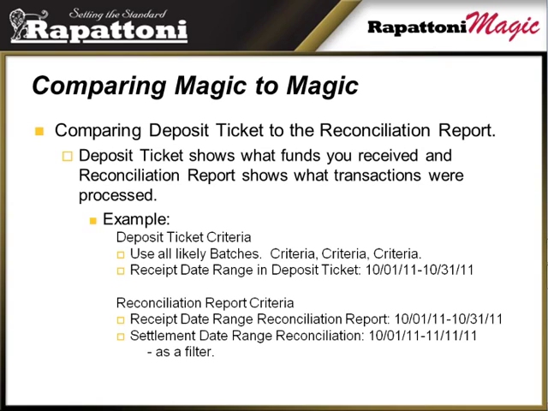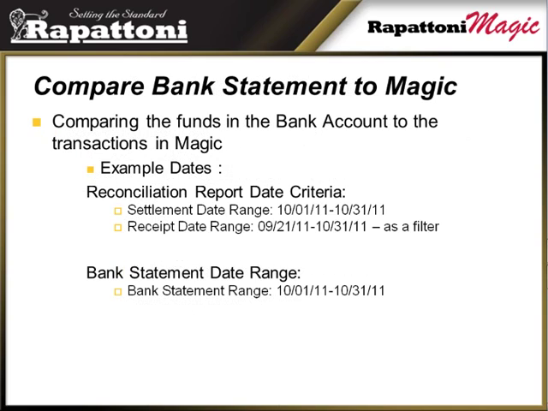We did put down an example of how you would manipulate the dates to really make sure you're comparing apples to apples. Remember, as like anything in Magic, it's criteria, criteria, criteria. Here's another example of how you might be able to manipulate the dates to make sure you're comparing apples to apples. In this case, comparing it to the bank statement. And again, the bank statement is basically just the funds that are in your account.